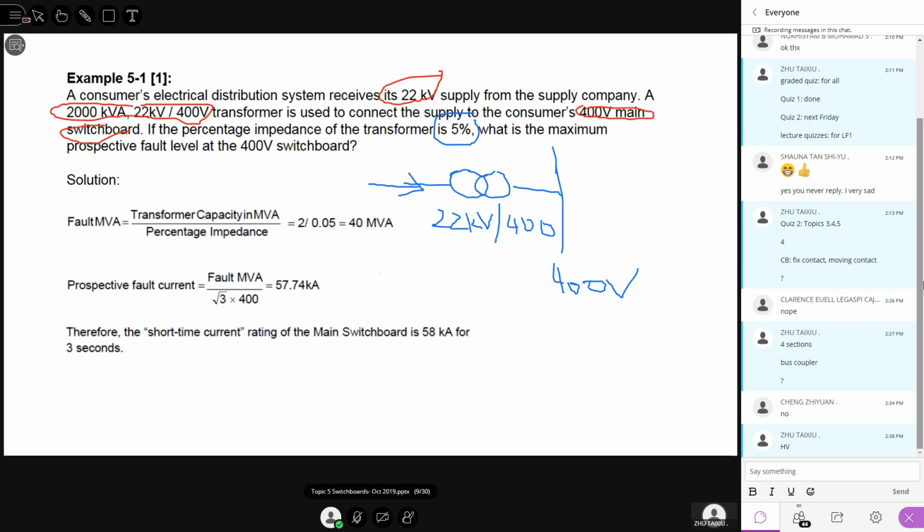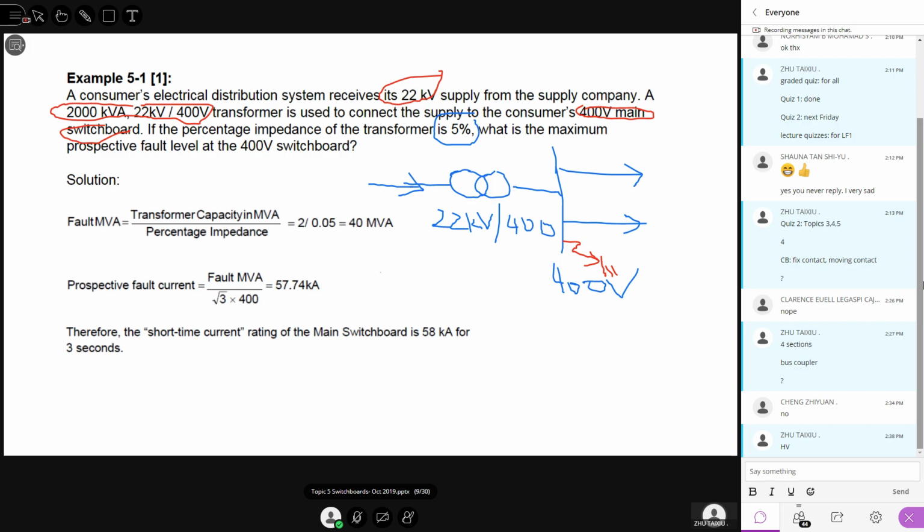Now there are more. These are the feeders, right? These are the feeders to your consumers. So the question basically says, if there is a fault somewhere here, the fault is here, how much is the fault current?